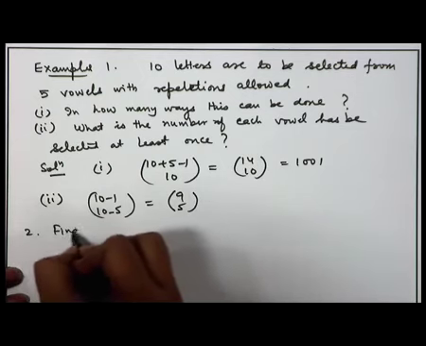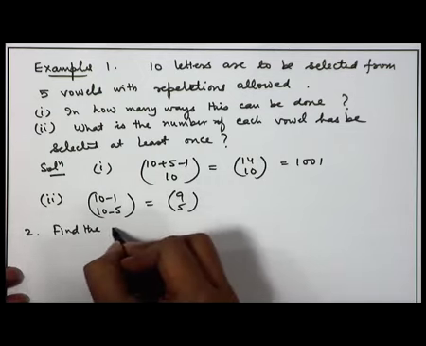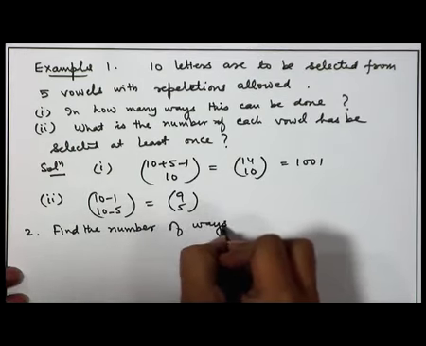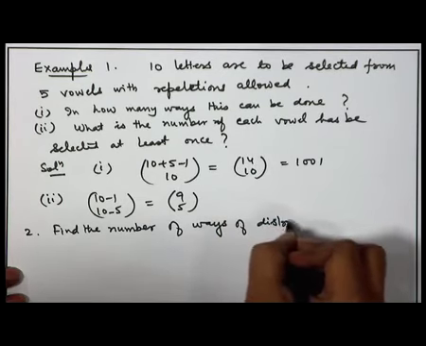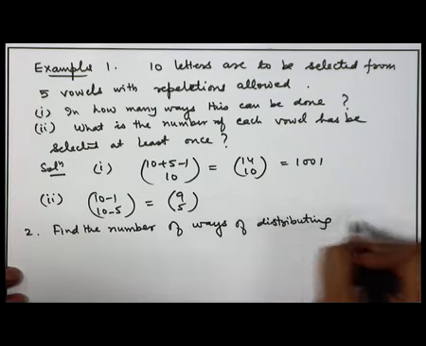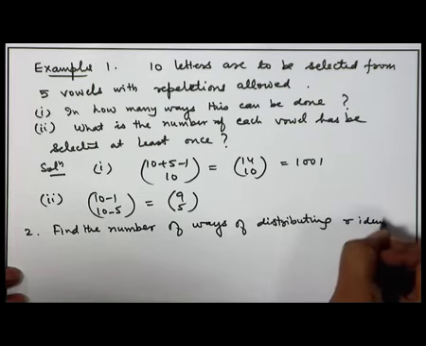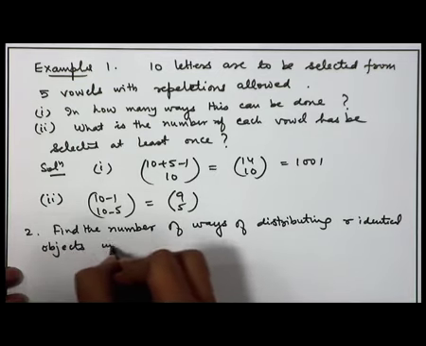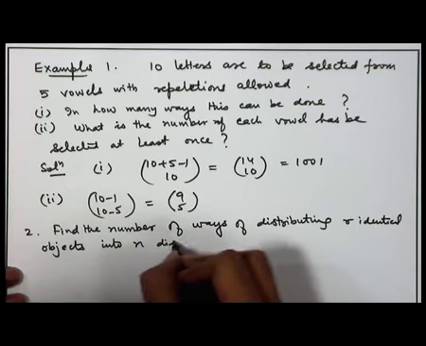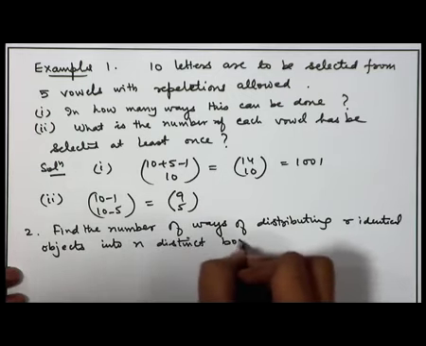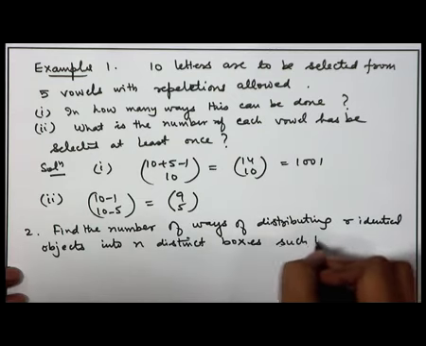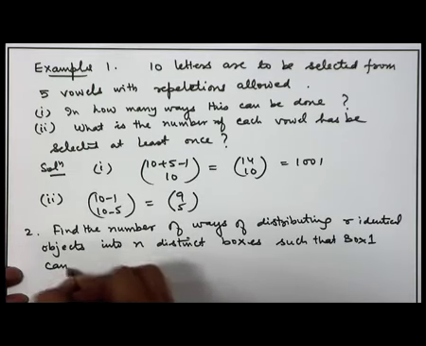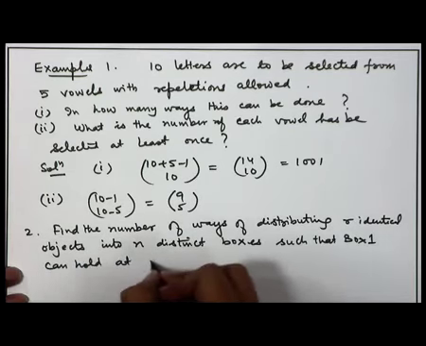Find the number of ways of distributing r identical objects into n distinct boxes such that box 1 can hold at most one object.